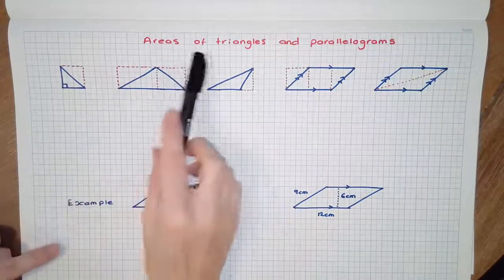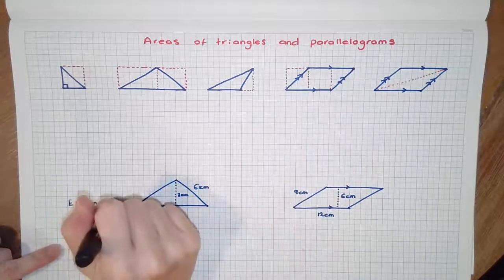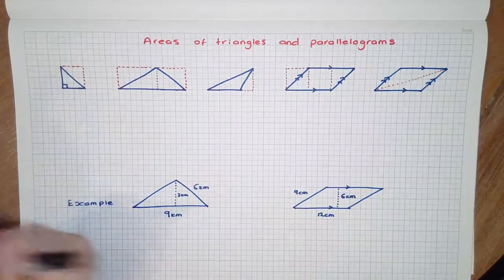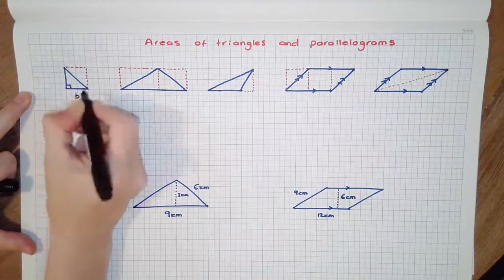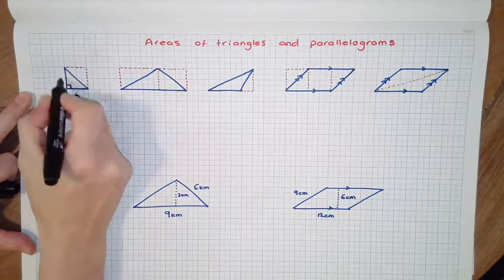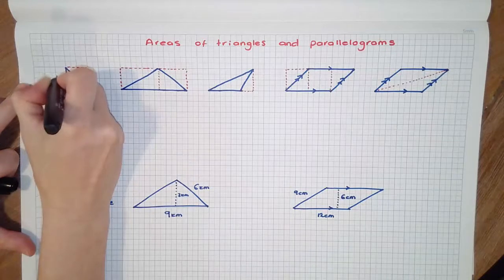In this video, we're going to have a look at areas of triangles and parallelograms. Let's take a right angle triangle. Let's say that the bottom length is the base, which we'll designate B, and the height, being at right angles to the base, we'll designate as H.